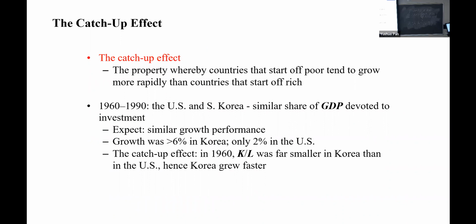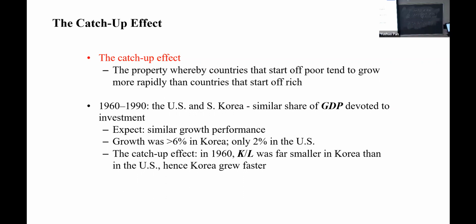The catch-up effect. So just because of the diminishing returns, we have some catch-up effect. Definition for catch-up effect is the property whereby countries that start off poor tend to grow more rapidly than countries that start off rich. You can think about the difference between China and America. Like 60 years ago, America was much richer than China. But at this moment, the GDP growth rate in China is higher than America. In that way, the real GDP in China grows faster than America. That's just because of the catch-up effect.